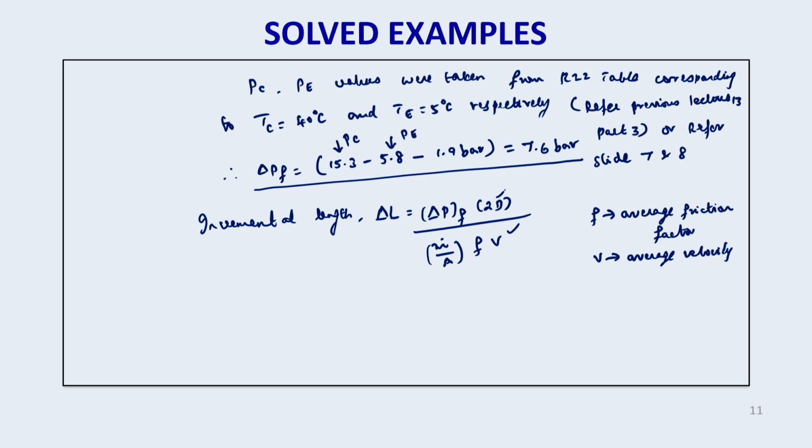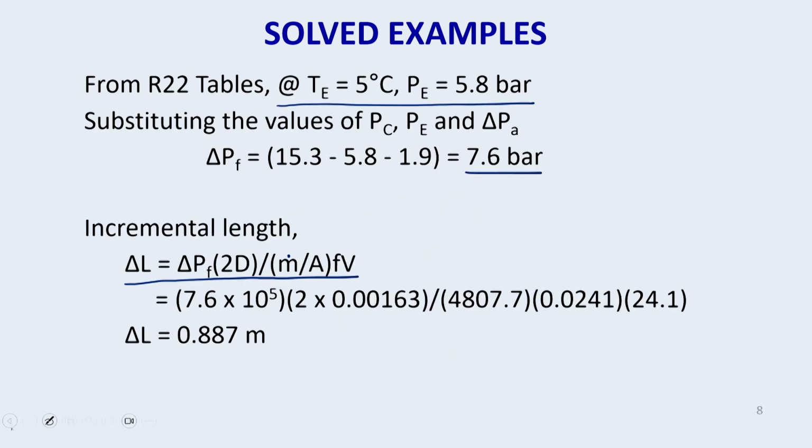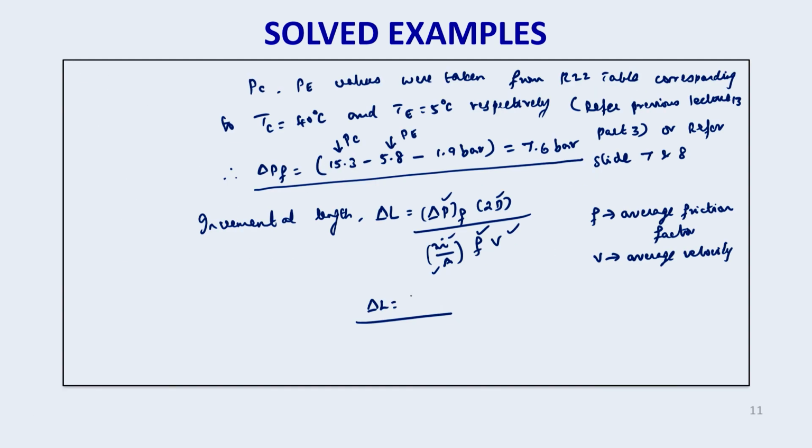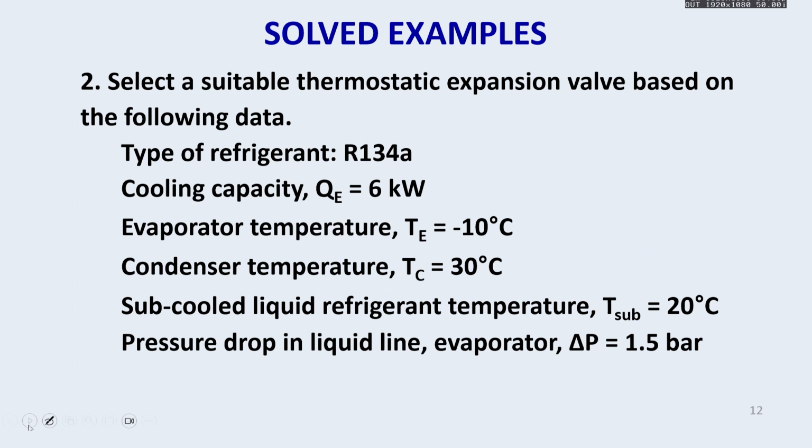All the values are known. This is given. This we have calculated. This is given. This we can get from pi by 4 d square. And this is calculated. So substituting the values, you will get the incremental length of the capillary tube as 0.887 meter. Quite a lengthy problem. It's a practical question which I have taken from a real-time application. So this is the parameter which we have to find. So let us move to the next problem.